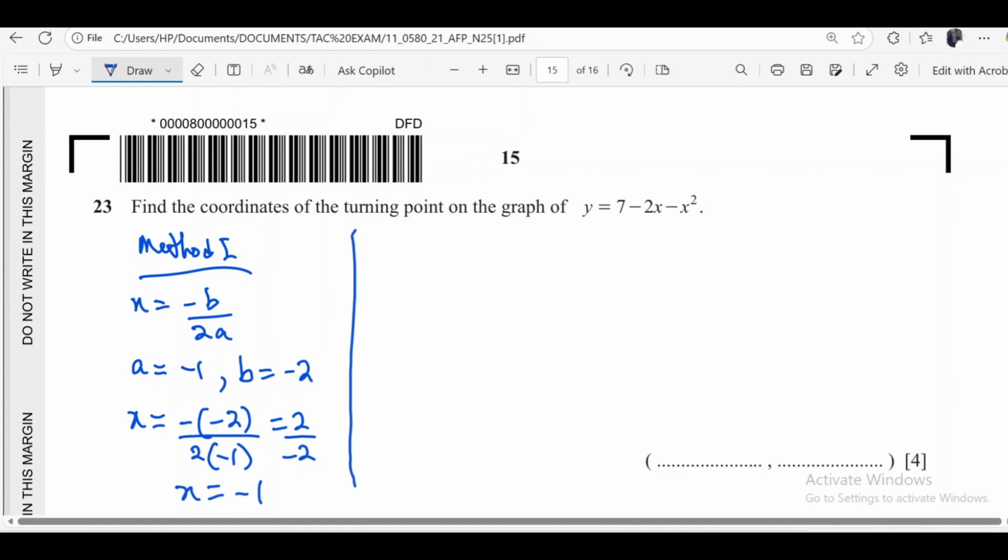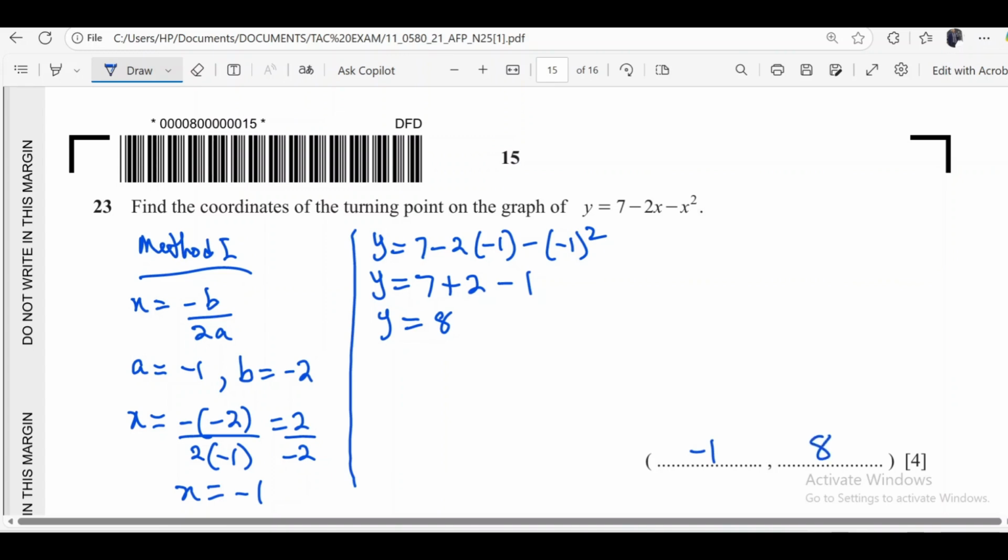So here we can get y, substituting the value of x. That's 7 minus 2, x is minus 1, then minus x squared, x is this. So we have y to be 7, this is plus 2 minus 1. So 9 minus 1 is 8. So we have the value that we have here is minus 1 and 8.